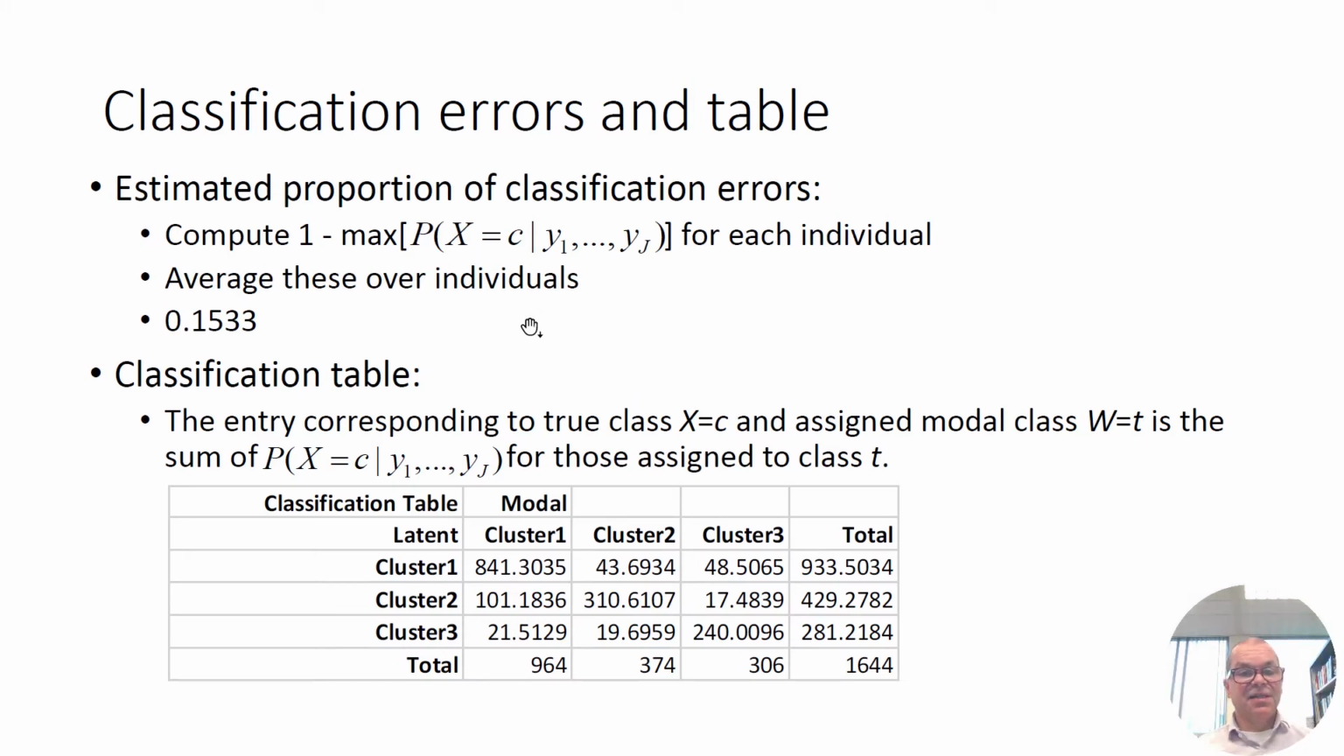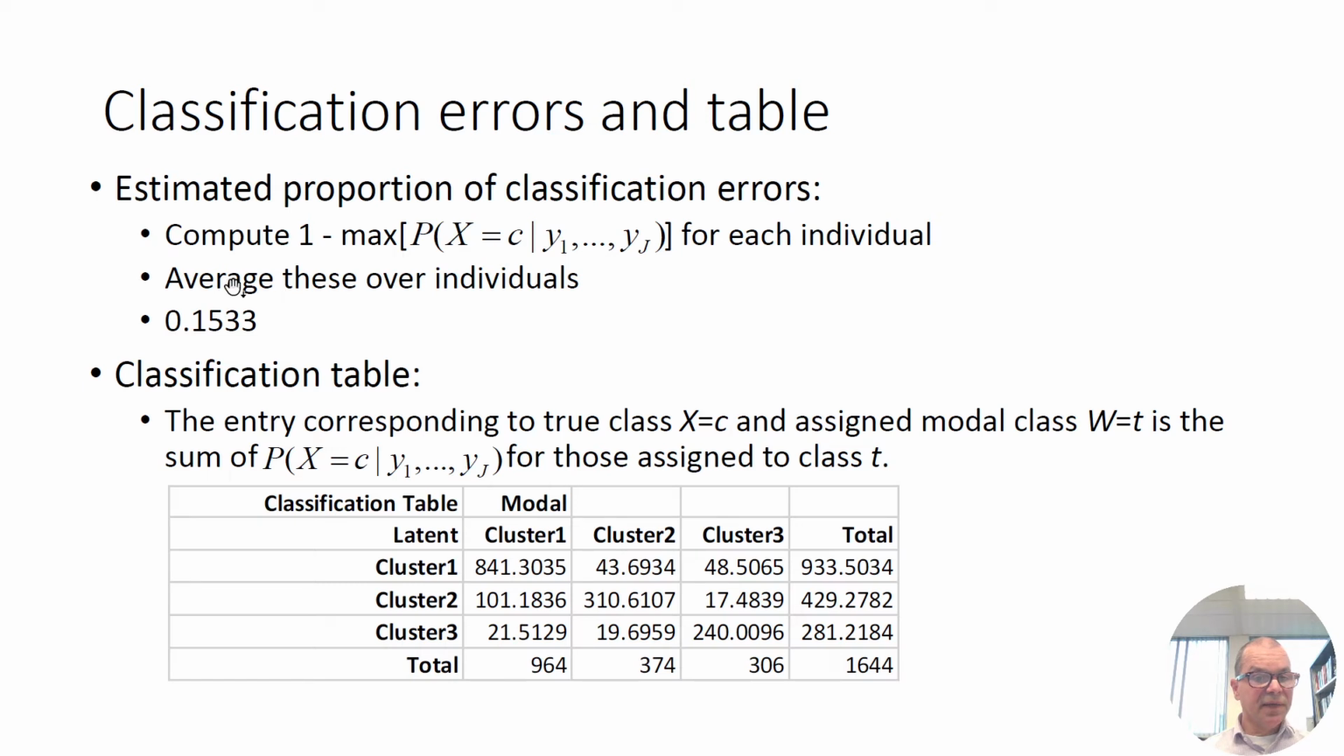Let's first look at classification errors, the proportion of classification errors. For each individual, we can compute 1 minus the maximum of the posterior probability. Let's say 1 minus the probability associated with the modal class. And we can average that number, 1 minus the maximum of the posterior, over individuals. If we do so, then we get a value of 0.1533 for this data example. In a minute I will show you in a spreadsheet more concretely how this works.